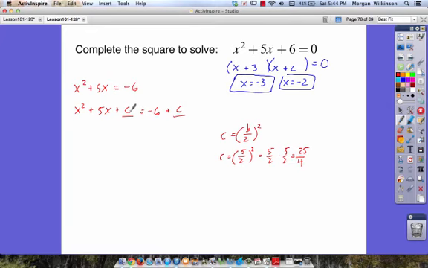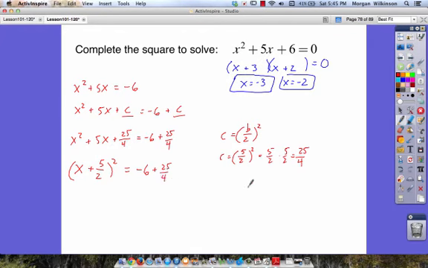Now our next step is to input that here. X squared plus 5x plus 25 fourths, because that's our c value, we need to input it, is equal to negative 6 plus 25 fourths. The next step that we had was to factor the trinomial. And this is a nice pattern, because when we factor the trinomial, we're always going to get x plus b over 2, 5 over 2, squared, and that's going to equal whatever is on the right-hand side. So we've got negative 6 plus 25 fourths.